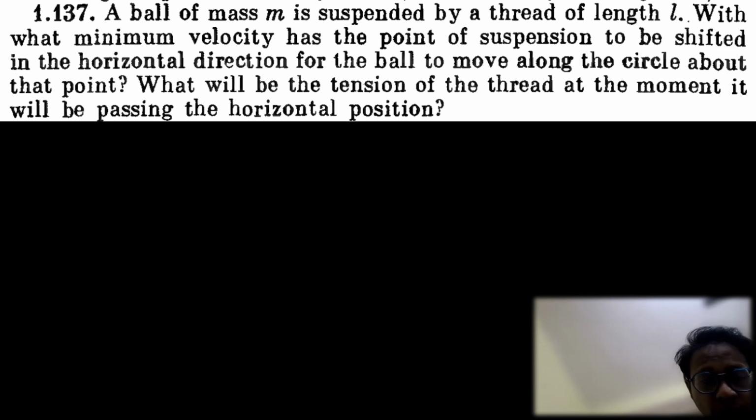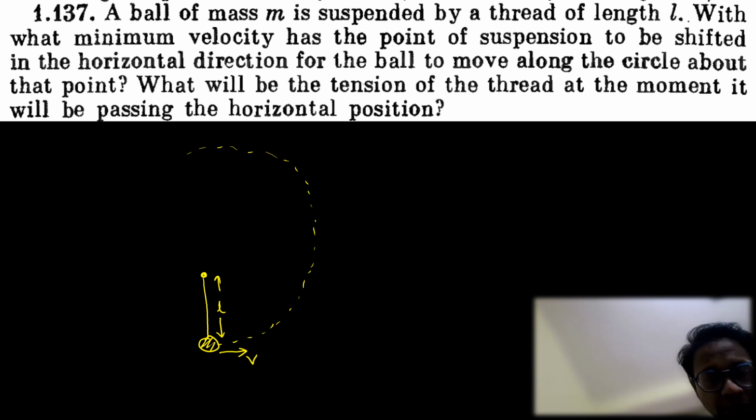In this question, there is a ball connected by a string. The length of the string is L. What the question is asking is: what is the minimum velocity that must be given to this ball such that this ball completes the circular path around the center where the string is tied?